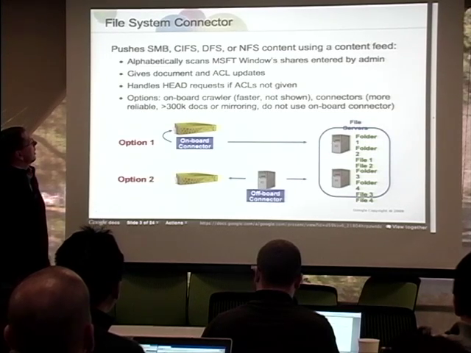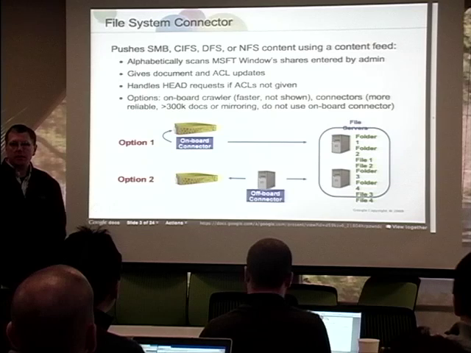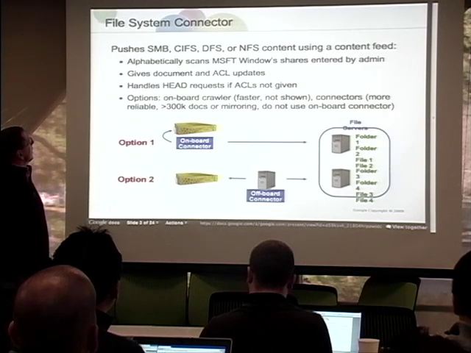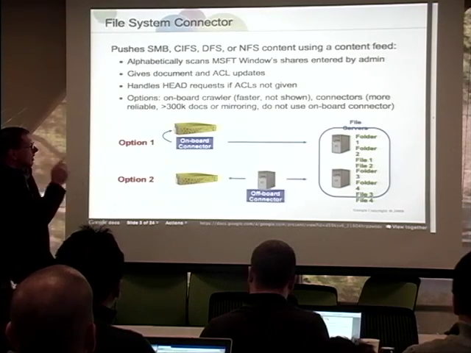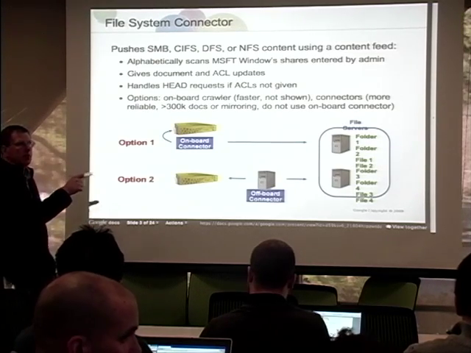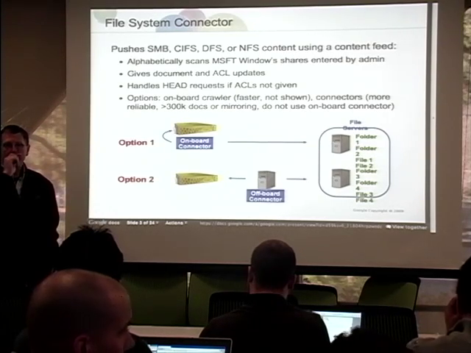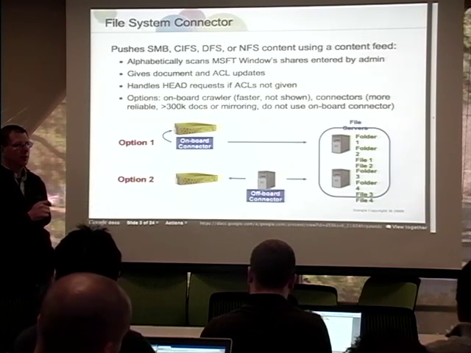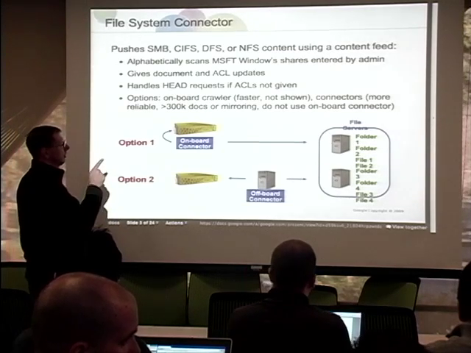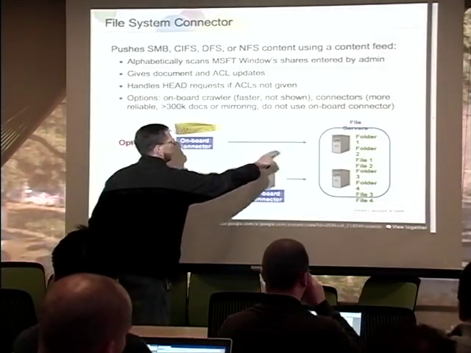It'll alphabetically scan Microsoft Windows file shares or other SMB enabled servers. So if you have Unix, you need to enable it with a Samba server. It will give each document and its ACL updates. So as documents change on the backend content servers, the connector is smart enough to detect those changes and push them into the GSA. It's using a feed, and in the case of the file system connector, it's going to use a content feed. Content feed pushes the URL along with the metadata and the content. So there's no crawling going on here in this case.